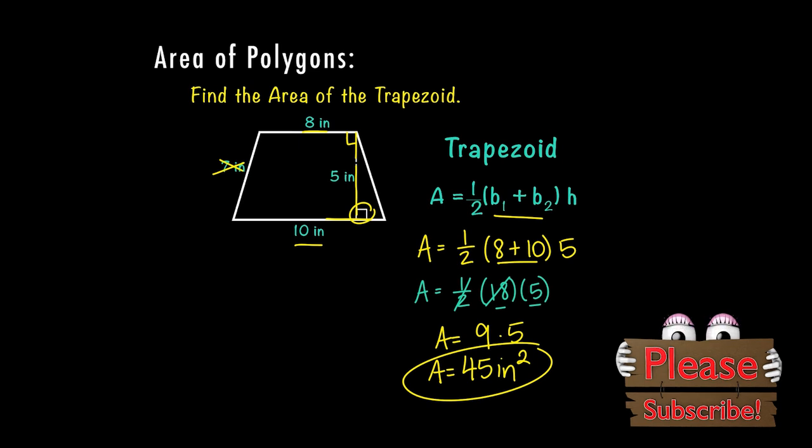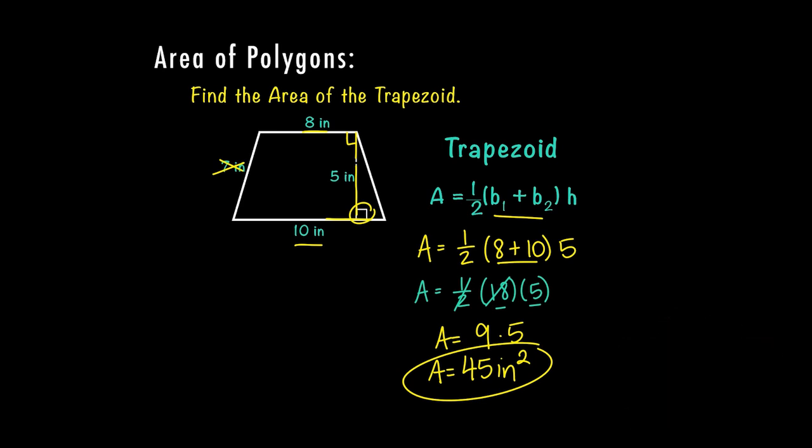So once you've figured out what numbers go where in the formula, it usually is pretty easy to solve in order to find out the area of the shape.